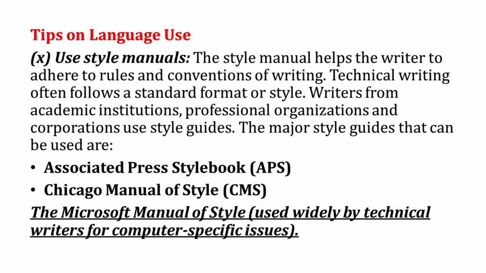10. Use style manuals. The style manual helps the writer to adhere to rules and conventions of writing. Technical writing often follows a standard format or style. Writers from academic institutions, professional organizations and corporations use style guides. The major style guides that can be used are Associated Press Stylebook, AP; Chicago Manual of Style, CMS; and the Microsoft Manual of Style, used widely by technical writers for computer-specific issues.